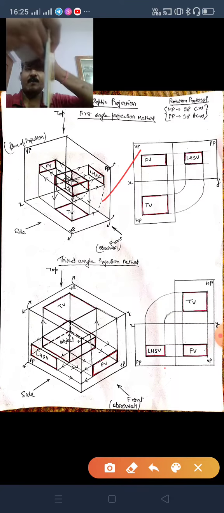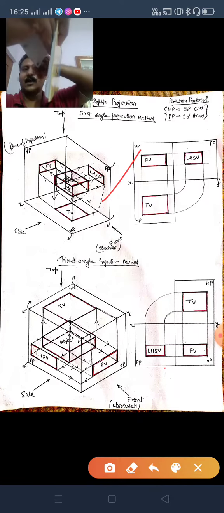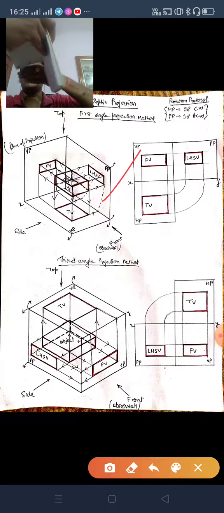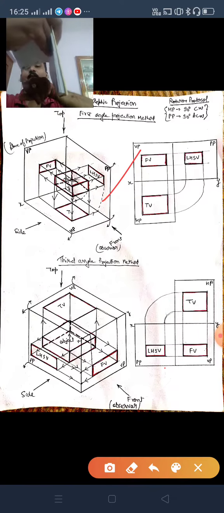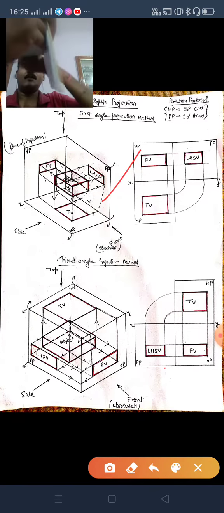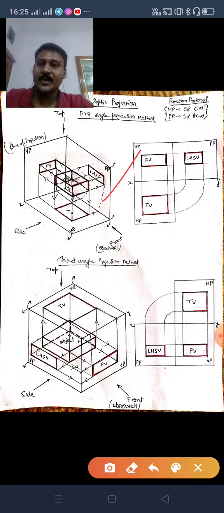Similarly, this is the profile plane and this is the object, you are standing over here, so this profile plane will create an obstacle in viewing that object, so you have to make this profile plane a transparent body. So in third angle projection method, all the planes of projection, meaning HP, VP and profile plane PP, are transparent, but in first angle projection method there is no need of making those planes transparent. So this is also one more difference.